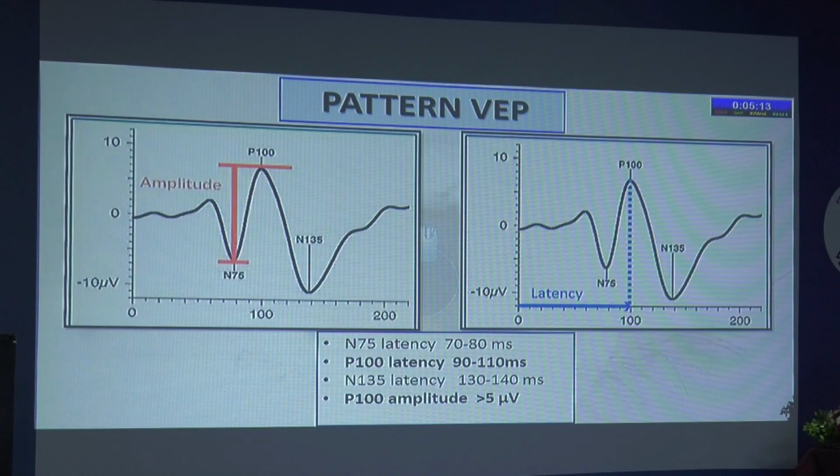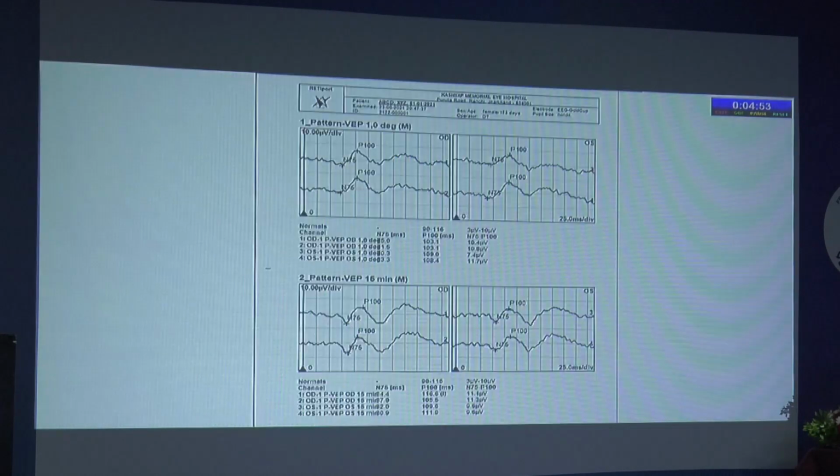So this is how a waveform would look. Here we have a few positive and negative waves in which P100 is important. Its latency normally is 90 to 110 milliseconds, and this can be standardized according to the lab. And its amplitude is important, which is more than 5 microvolts in normal cases. So this is how the output will look for both the eyes, and done twice for different check sizes.